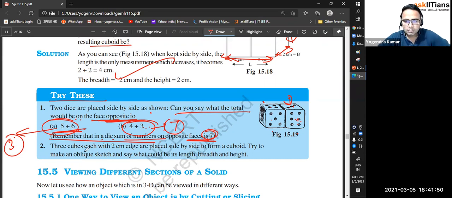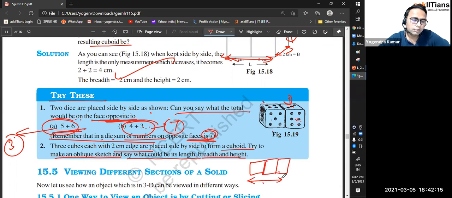Okay, let's see. Three cubes, each with 2 centimeter edge, are placed side by side to form a cuboid. Try to make an oblique sketch and say what its length, breadth, and height could be. So each edge is 2 centimeters. So we can say 2 centimeter, 2 centimeter, right? So length is going to be what here? 6 centimeter. Width is going to be 2 centimeter, and height is going to be 2 centimeter, right?